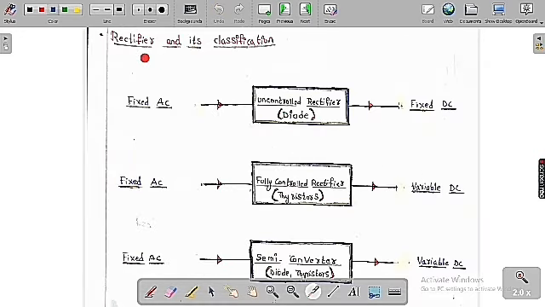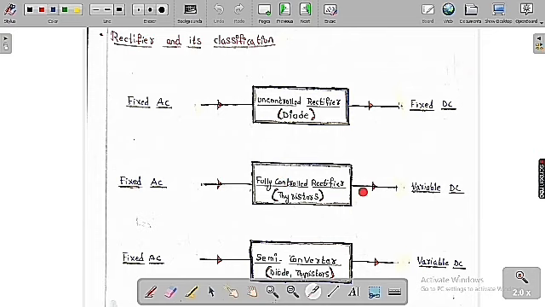So now we'll discuss the rectifier and its classifications. Suppose there is an uncontrolled rectifier. Uncontrolled means it is going to use only diodes, because the on and off of the device depends only on the circuit itself. So if you give a fixed AC to an uncontrolled rectifier, you are going to get a fixed DC. Basically, a rectifier converts AC to DC.